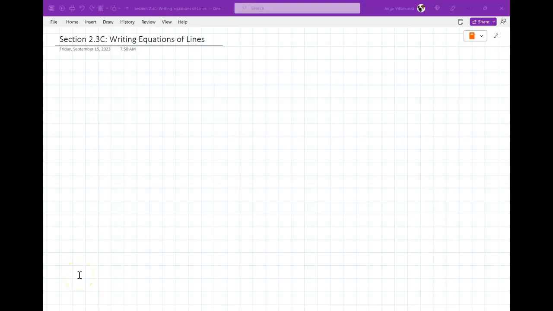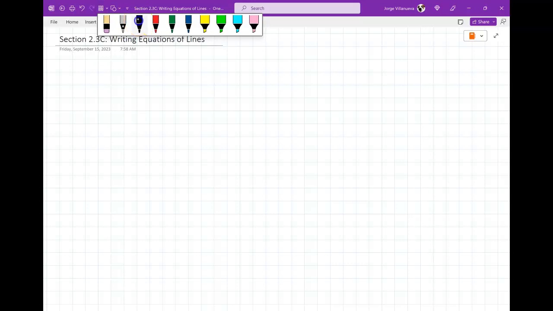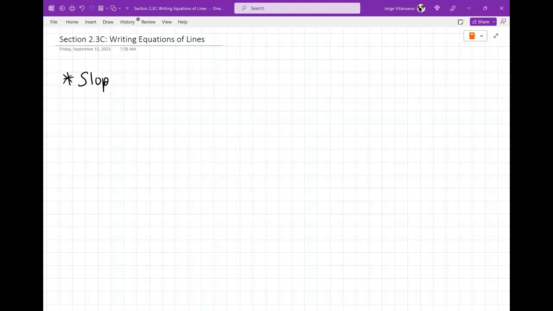All right, so section 2.3c, writing equations of lines. Now we're only going to be focusing on one main equation type, which is the slope-intercept form. So I'm just going to rewrite it just so you guys remember it, okay? Slope-intercept form. There is another one called the point-slope form, but we're going to kind of shy away from that. Why give you a bunch of different equations? Let's just stick to one. Slope-intercept form, y equals mx plus b.